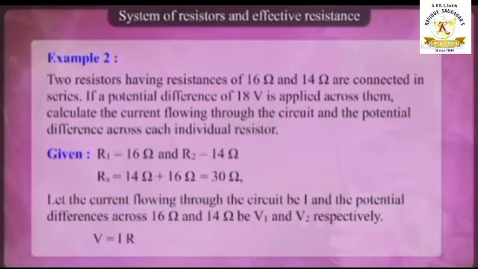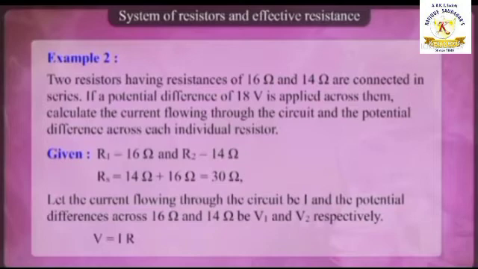So, first we have to write all the given things. R1 is given as 16 ohm, which is the first resistor connected in series, and R2 is equal to 14 ohm. Now, Rs, that is resistors in series, is equal to 14 ohm plus 16 ohm, which will give you 30 ohm. When you add 14 plus 16, you get the answer as 30 ohm. So Rs is equal to 30 ohm.